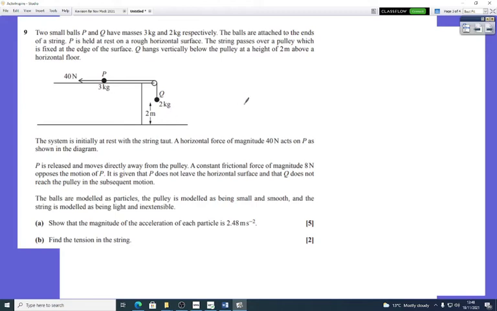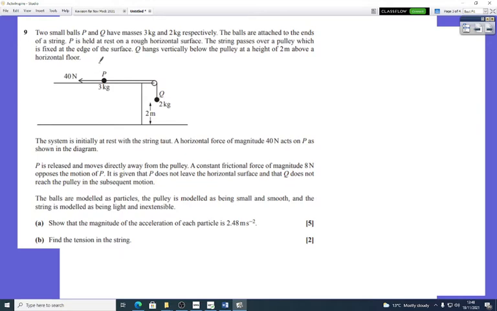Okay, give yourself a couple of minutes, read this question, and then let's have a look at what it says. What they want you to do is show that the magnitude of the acceleration of each particle is 2.48 meters per second per second.